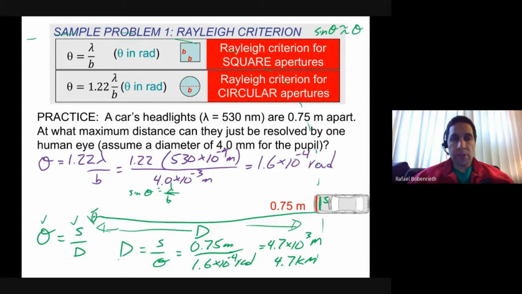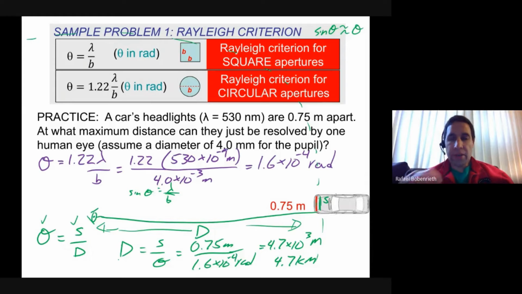Theta equals 1.22 times the wavelength divided by the width of the aperture. So you're going to put in the wavelength of 530 nanometers, 530 times 10 to the -9 meters, and divide it by the diameter of the pupil, which is 4.0 times 10 to the -3 meters. And we get that the minimum angular separation required is 1.6 times 10 to the -4 radians.